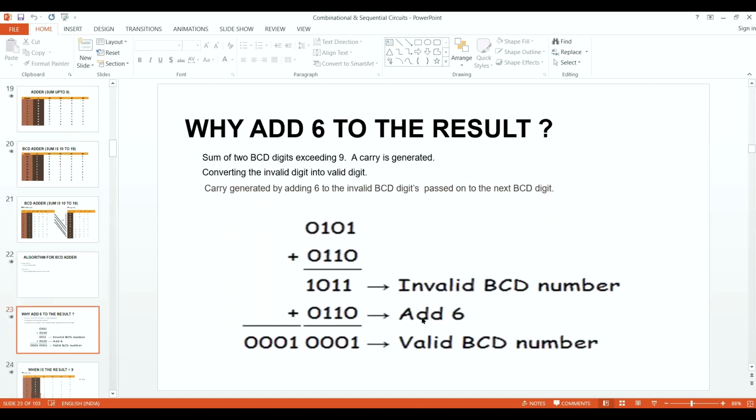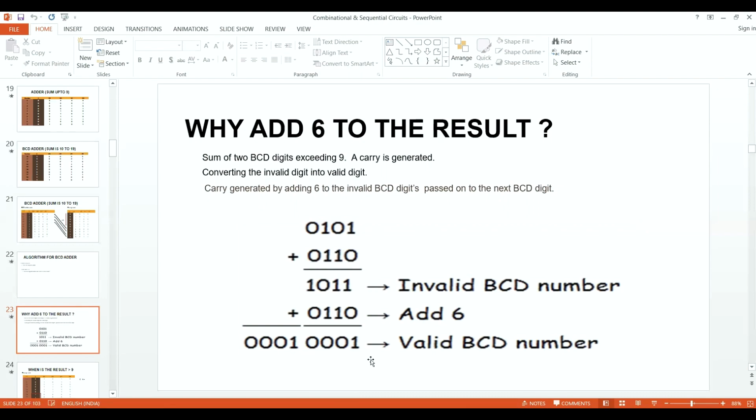Have an example. Now I want to add, you can see this is 5, this is 6, and I'm adding 11. I should get 11. This is 11. You can check out 8421. But this is an invalid BCD number. So if you are looking for a valid BCD number, add 6. And then you will get an additional bit value.